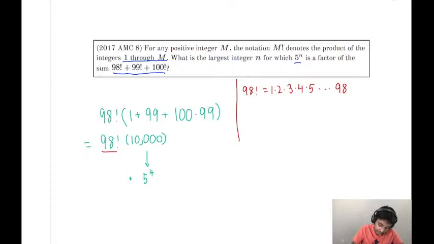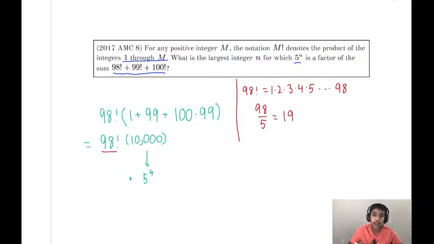There are 98 divided by 5, which is 19 multiples of 5 less than 98. How many numbers less than 98 are multiples of 25? Well, first of all, I should actually make it more clear here.